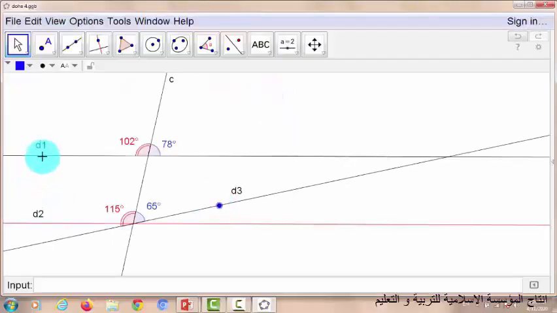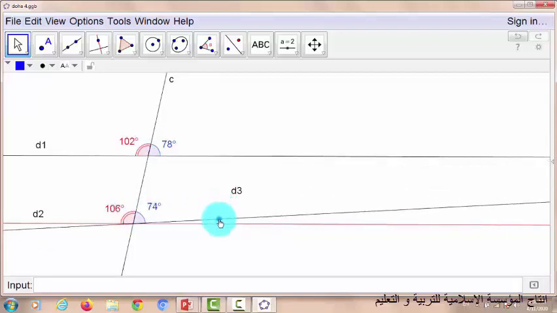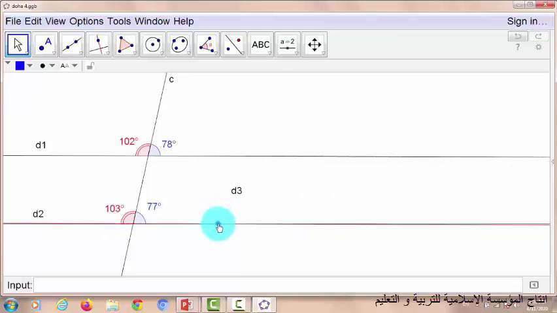Okay, look here, my students. Line D1 and line D2 are parallel to each other. Line D3 is not parallel to line D1. Look for corresponding angles. They are not equal. I will move line D3. Pay attention to corresponding angles. As the corresponding angles become equal to each other, look at the two lines D3 and D1. They are parallel to each other.